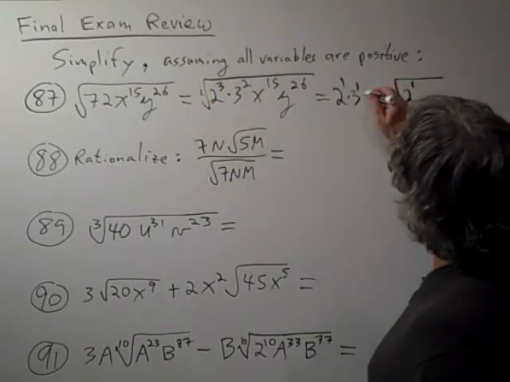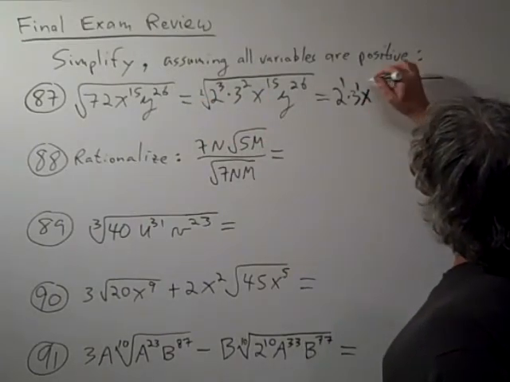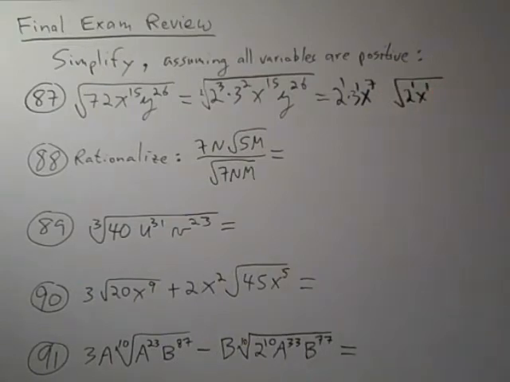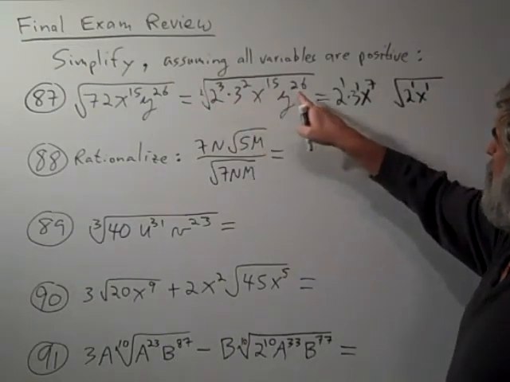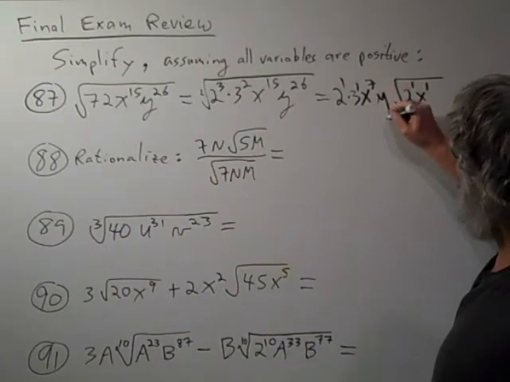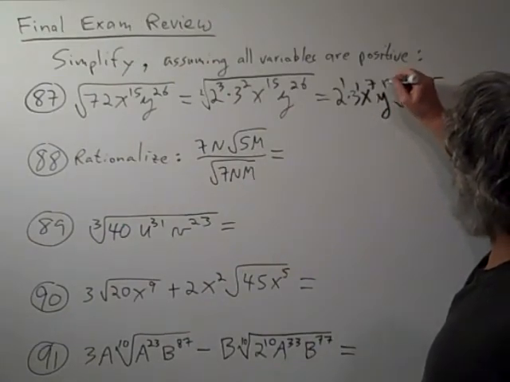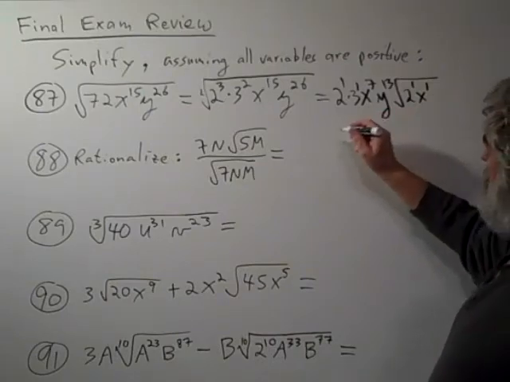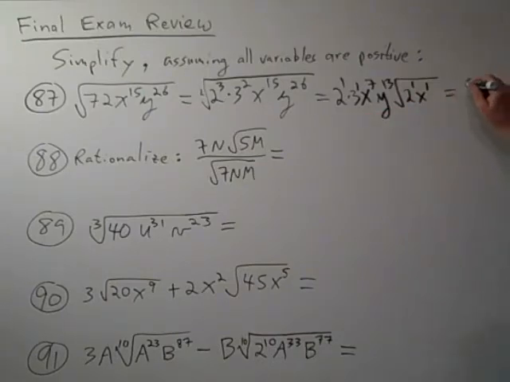2 divides into 15 7 times with a remainder of 1. And 2 divides into 26 13 times with no remainder. So this expression simplifies to 6x to the 7th y to the 13th times the square root of 2x.